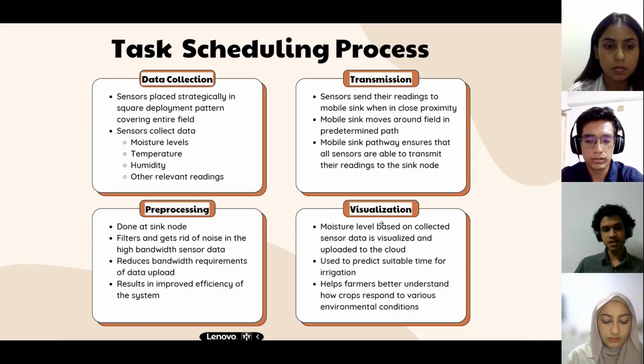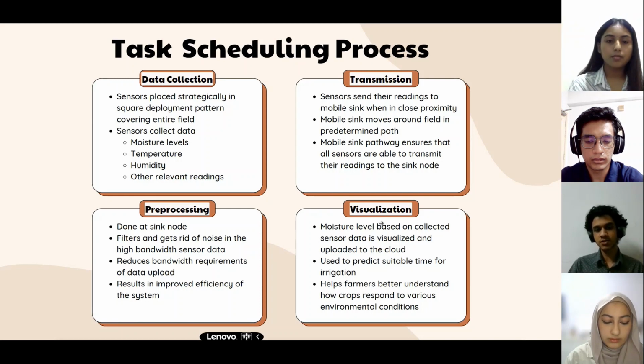And then the data on the mobile sink will need to be pre-processed. The reason it needs to be pre-processed is that the raw sensor data is initially going to be very dense and have a lot of unnecessary information. And to reduce the bandwidth, because the data needs to be sent to a cloud service, a third-party service to be analyzed, you don't want to send too much data through that.